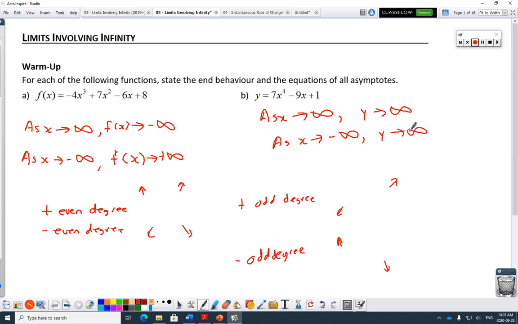Not a particularly difficult situation. In fact, you can actually figure this out just by subbing a big number in. If you sub in 1,000, you're going to get 7 billion. The function is going to go like this as it goes off to infinity.